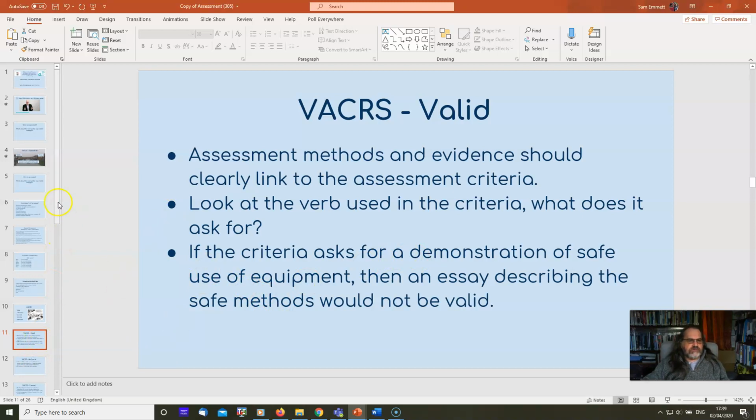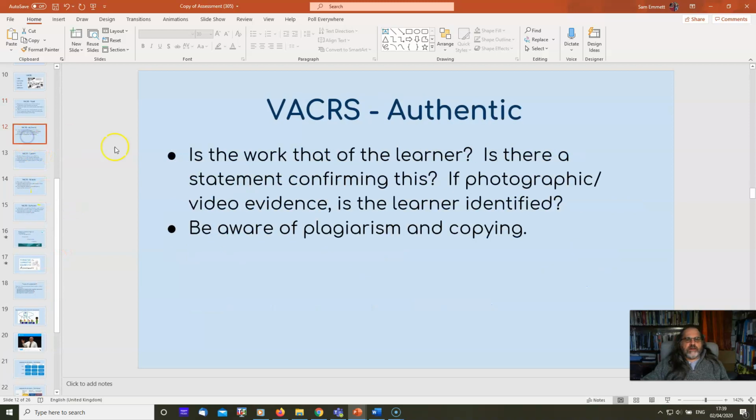Okay, so now let's just scroll up here. Authentic. Well, the authentic is that the work of the learner? Is there a statement confirming that? Is it photographic evidence? Is the learner identified? We need to be aware of plagiarism and copying. There is no point if it's not our actual learner that's done that assessment. We need to prove that it is the learner who has done that. In this day and age of cut and paste, that's where we get to this plagiarism and copying issues. So that's authentic.